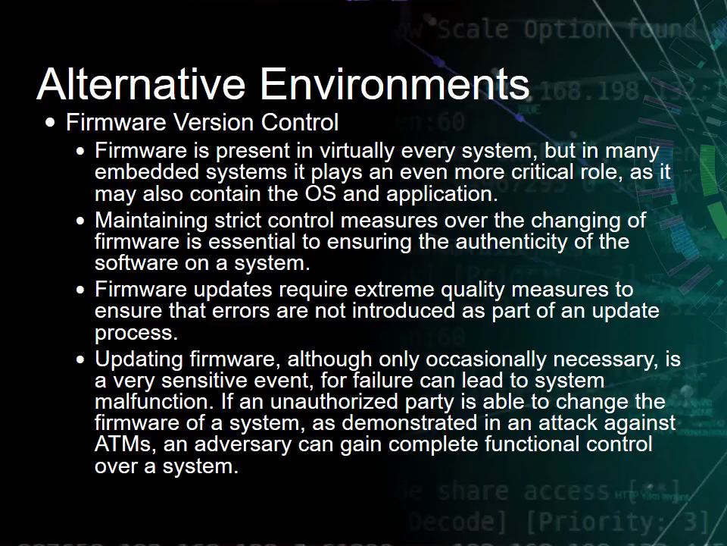Maintaining strict control measures over the changing of firmware is essential to ensuring the authenticity of the software on the system. Firmware updates require extreme quality measures to ensure that errors are not introduced as part of an update process. Updating firmware, though only occasionally necessary, is a very sensitive event, for failure can lead to systems malfunctioning. If an unauthorized party is able to change the firmware of a system, as demonstrated in an attack against ATMs, an adversary can gain complete functional control over a system.